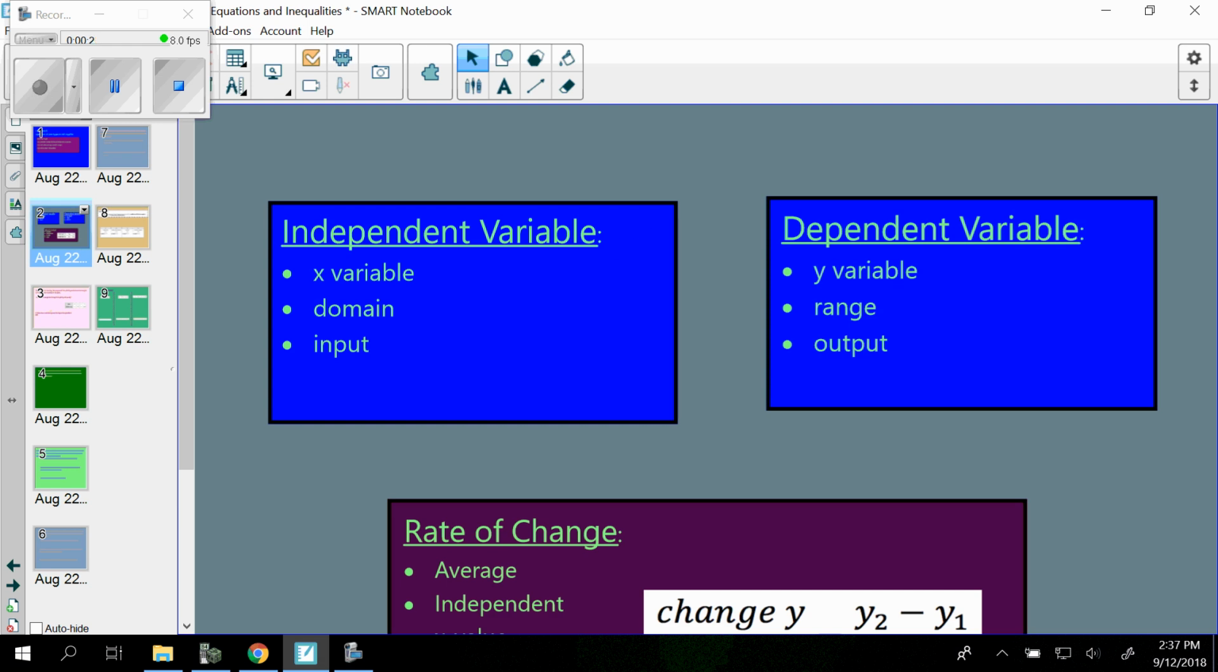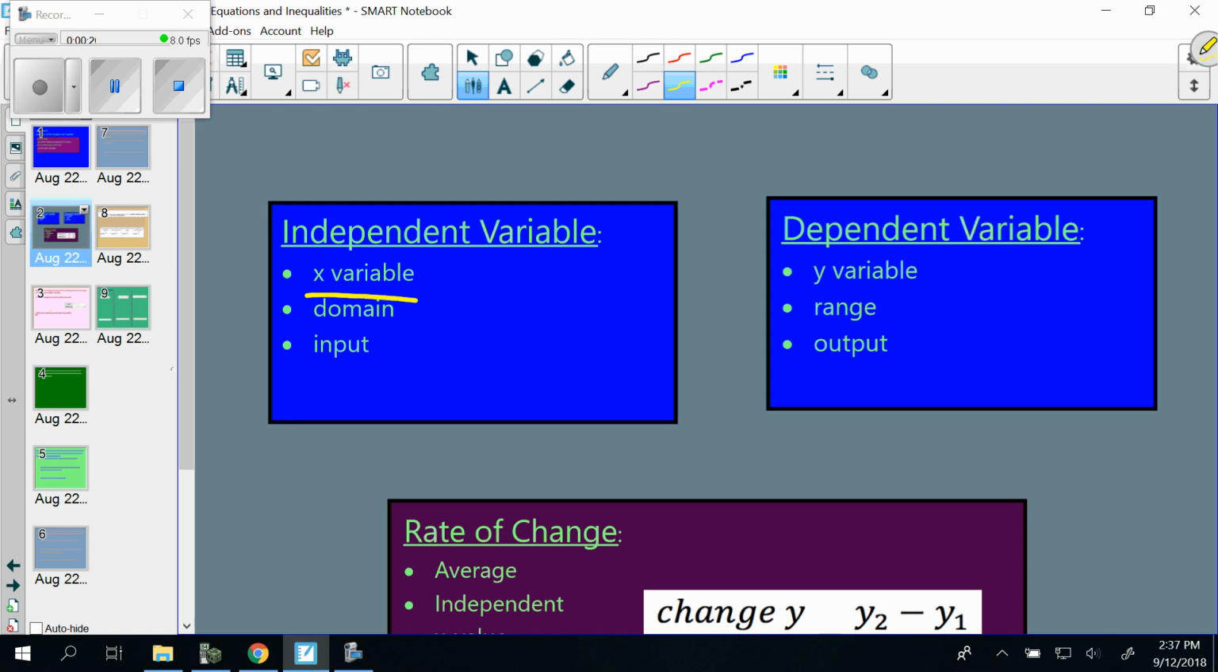Independent variable. In most cases, we use x as the variable for independent variables. X is the domain, and we'll talk as we keep going in this class about what the domain is. It's also your input. It's what you put in to get out what's called the dependent variable, and that usually is represented with y. Y is your range, and again, as we go, we'll talk about what range is. It's also what you get out.